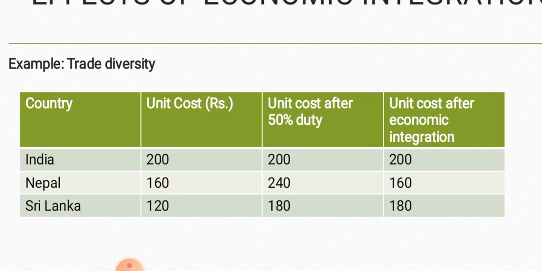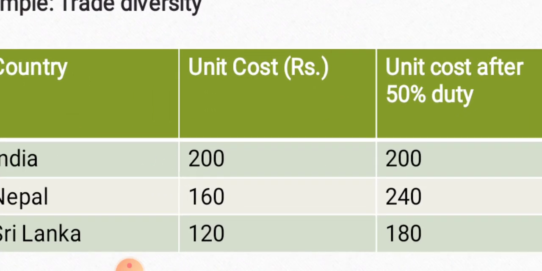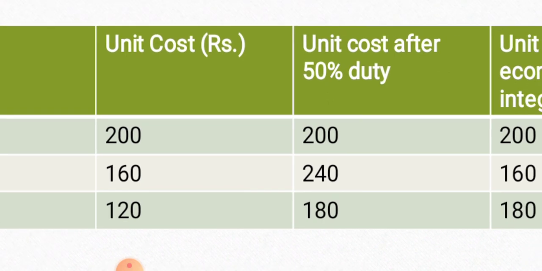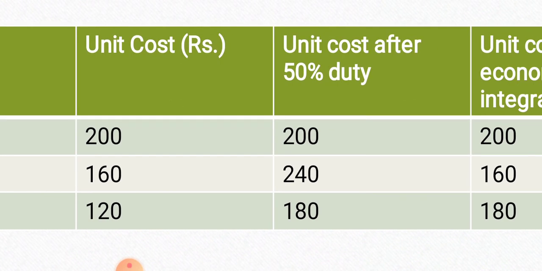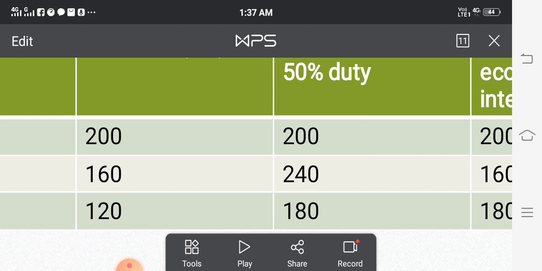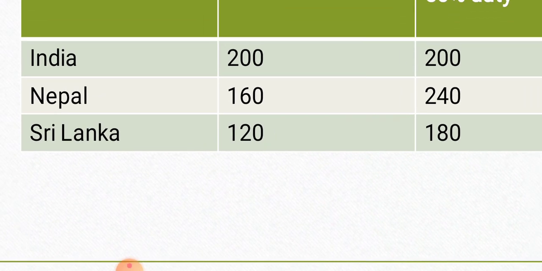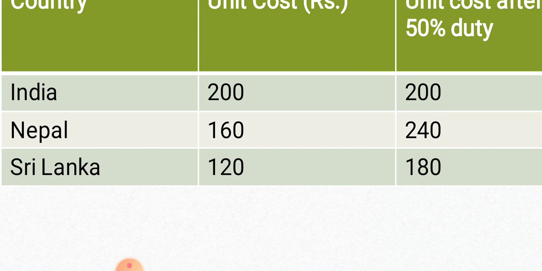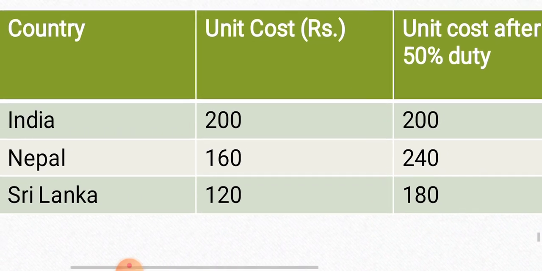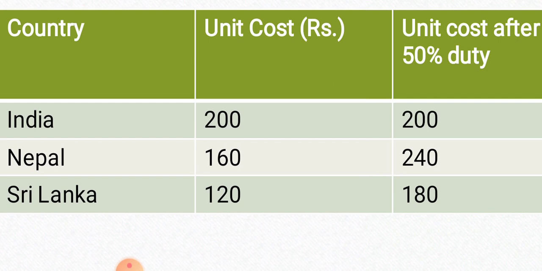The unit cost is the same, just like the previous example, and the unit cost after 50% duty. India levied a uniform import duty of 50% on all imports. In this situation, it is beneficial for India to import the shirts from Sri Lanka because it is at the rate of 180. How has this 240 come? Because there is import duty of 50%. So 160 plus 50% of 160 is 240. 120 plus 50% of 120 is 180, right? So in this situation, it is very much beneficial for India to import the shirts from Sri Lanka at the rate of rupees 180, since it is the most efficient option.